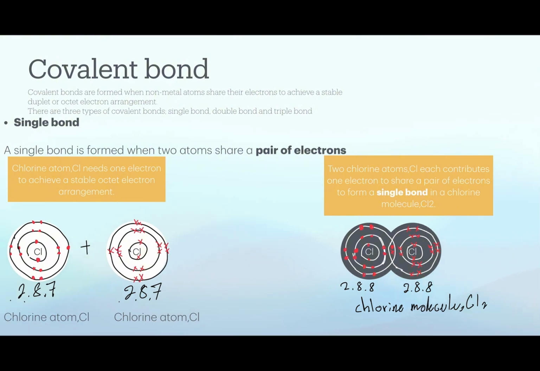Single bond. A single bond is formed when 2 atoms share a pair of electrons. Chlorine atom, Cl, needs 1 electron to achieve a stable octet electron arrangement. 2 chlorine atoms, Cl, each contributes 1 electron to share a pair of electrons to form a single bond in a chlorine molecule, also known as Cl2.